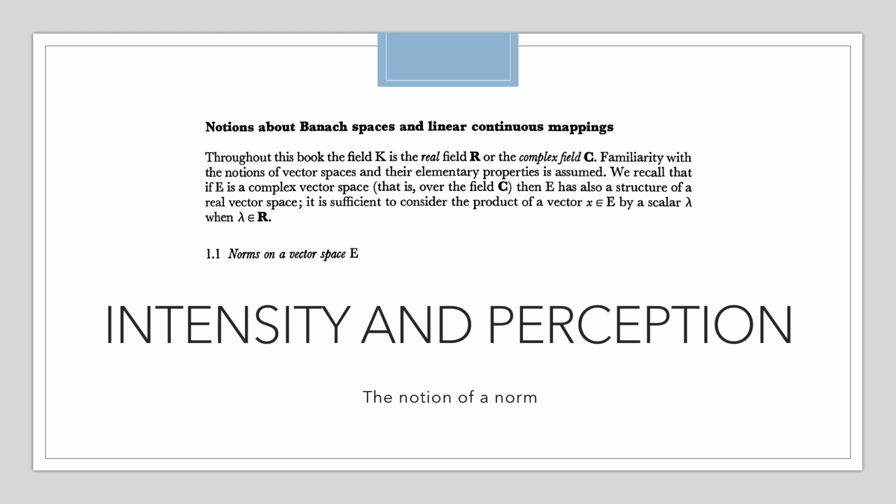So the first section of this chapter is notions about Banach spaces and linear continuous mappings. So what are linear mappings? The notion of linearity, I guess, has to do with the plausibility or the possibility of superpositioning of perceptions on the n sphere. Each perception on the n sphere, in an aspect, has to do with the superpositioning of underlying n or 2n spaces.